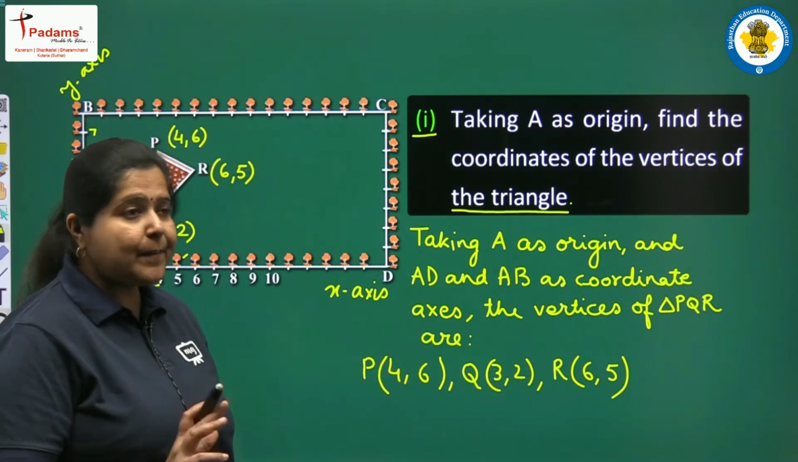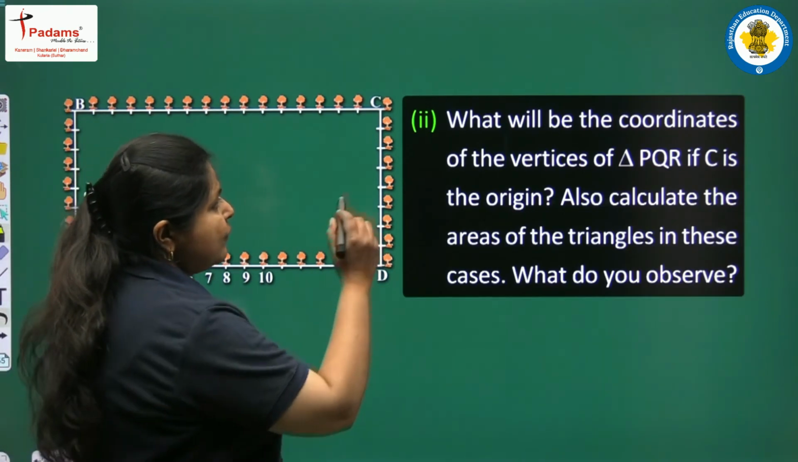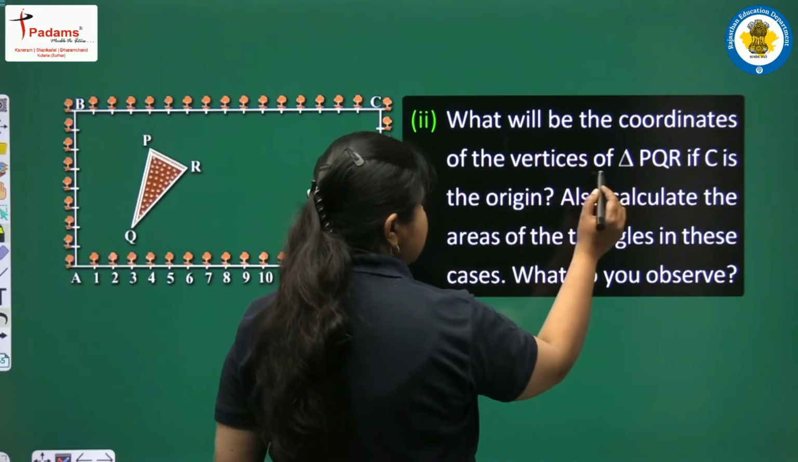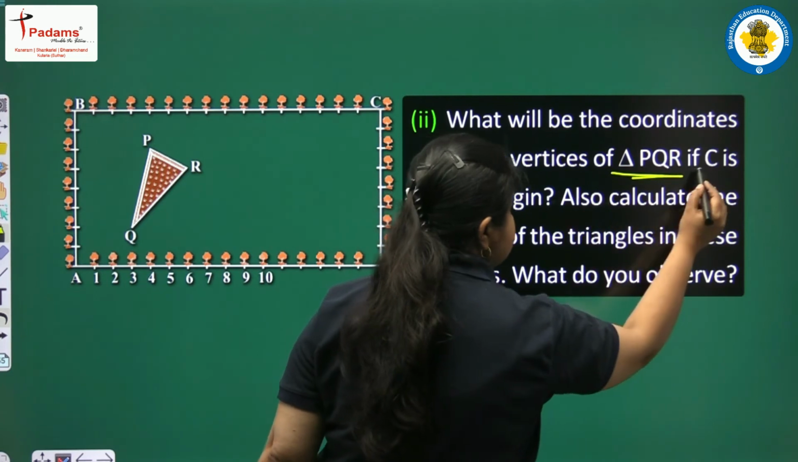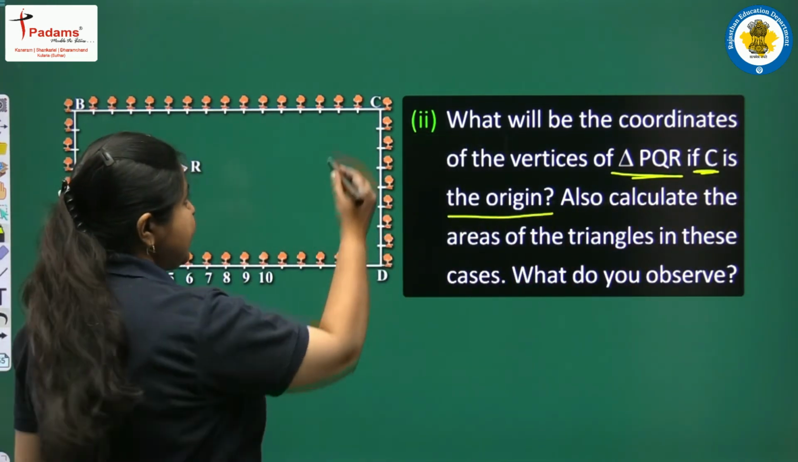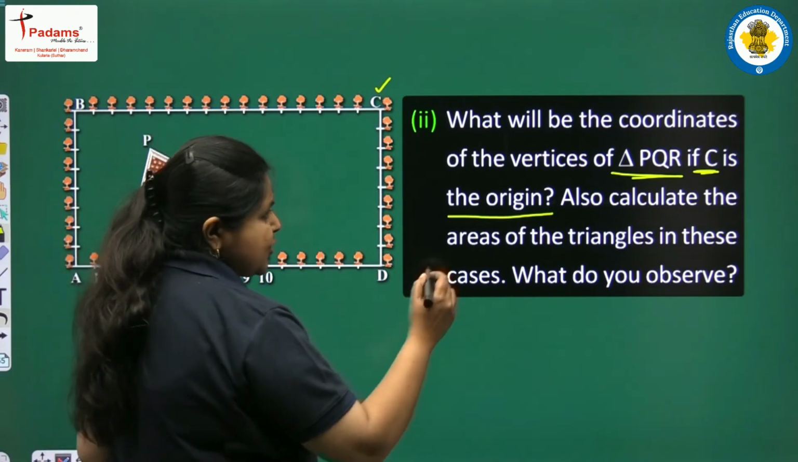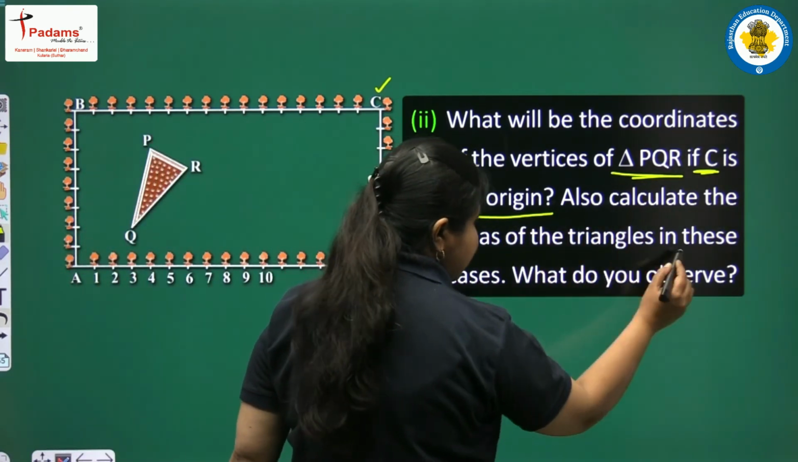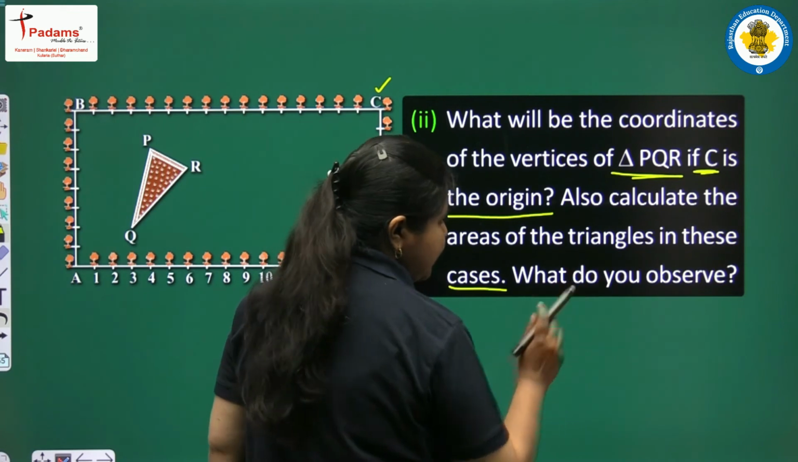Then what is the second part in this same question? What will be the coordinates of the vertices of triangle PQR if C is the origin? This time we have to take this point C as the origin and also then calculate the areas of the triangles in these cases. What do you observe?